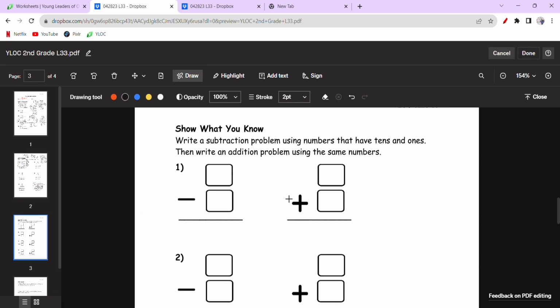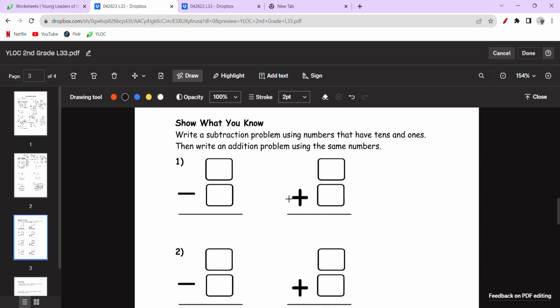Nice. Okay, now we're gonna write a subtraction problem and an addition problem using the same numbers, okay? So let's pick any number, it actually doesn't matter. So we'll do 17 minus 6, and then 17 plus 6. So here, this is something we weren't familiar with, right? Subtraction, we're familiar with addition, right? So let's go over this one first.